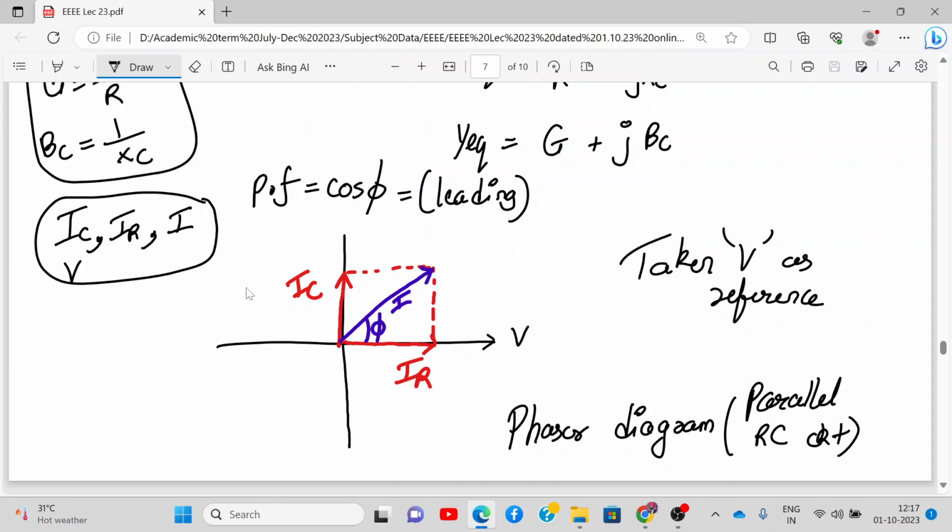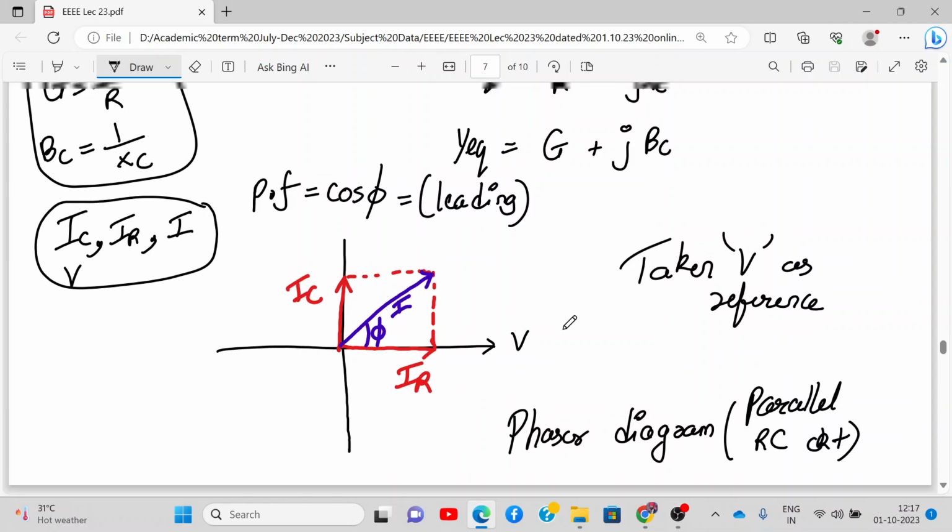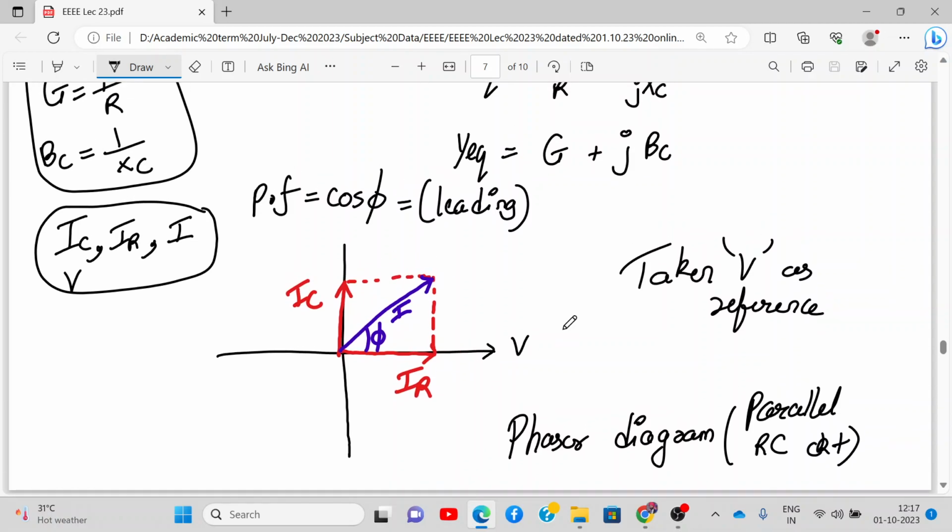Have you noted down, or shall I wait for a few seconds? Completed? Now after this we'll have a last topic for the day, that is RLC parallel circuit phasor diagrams. That's it.